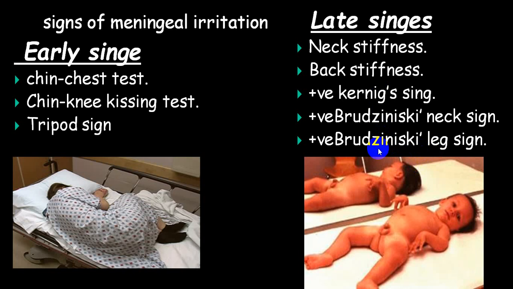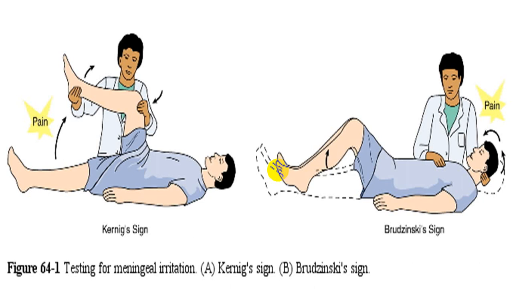Kernig and Brudzinski signs will be more classically seen in children. It is difficult to elicit in adults. So this is a Kernig sign, where you flex at hip, flex at knee, and then extend at knee. The person will be complaining of sharp pain, and this is the typical Kernig sign. And when you flex at neck, and during that flexion you get a flexion at hip and flexion at knee, that is Brudzinski sign.